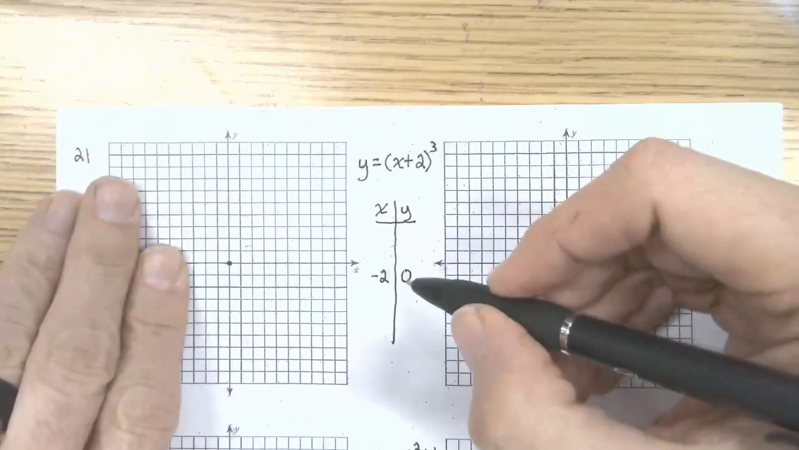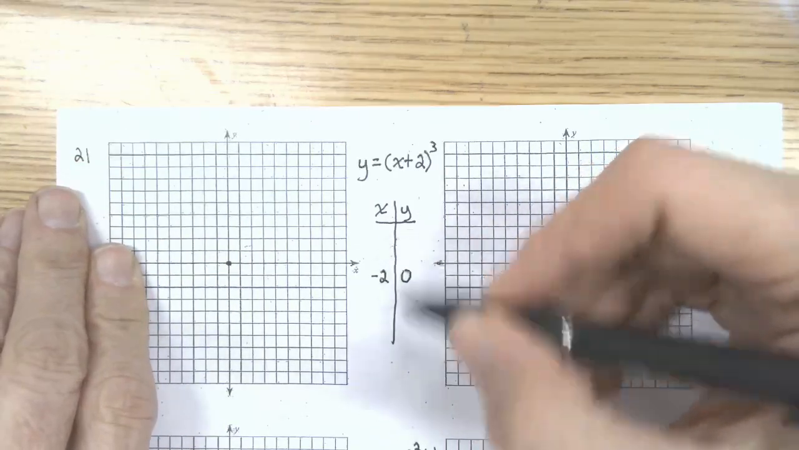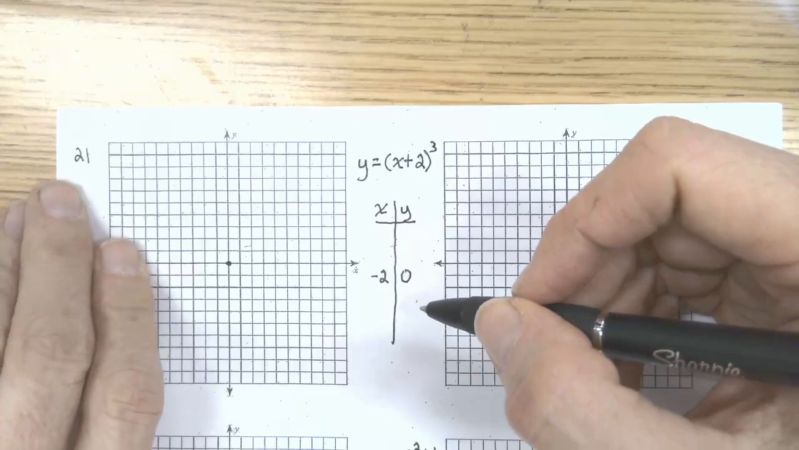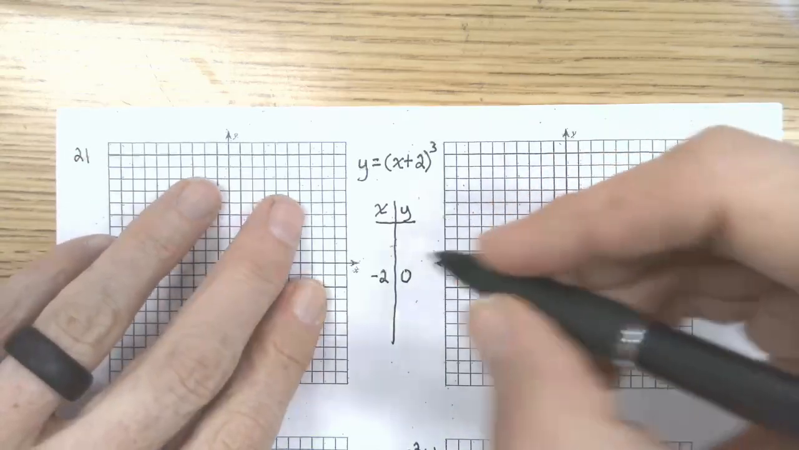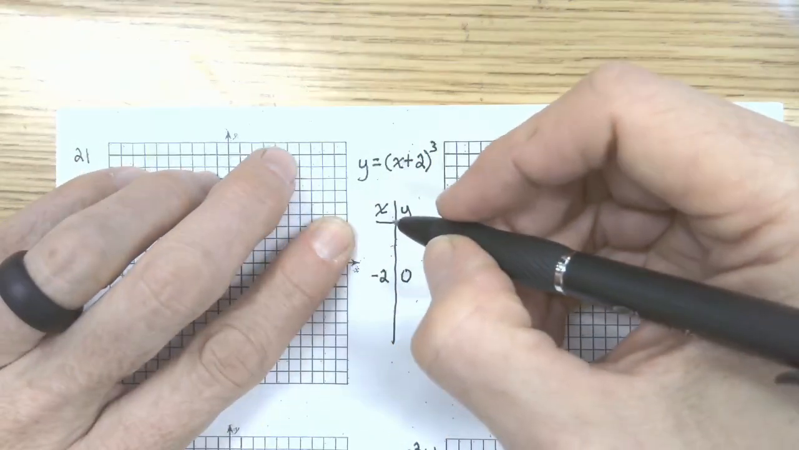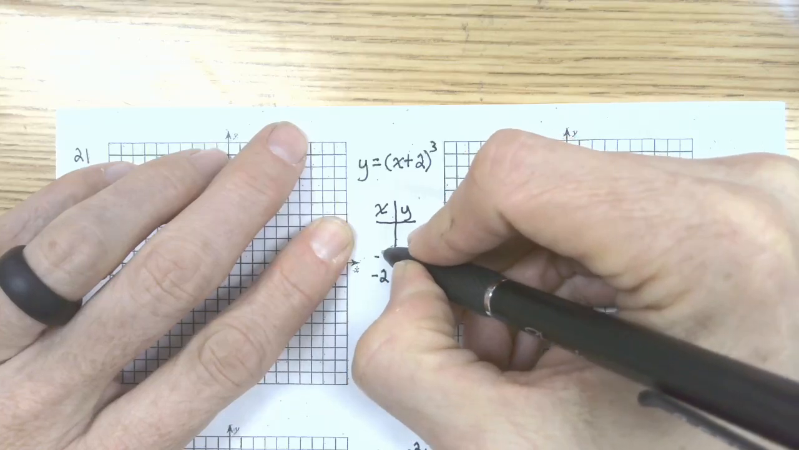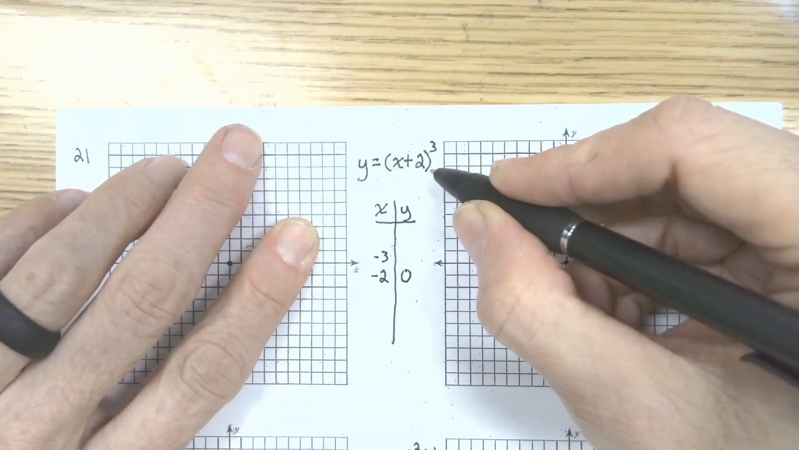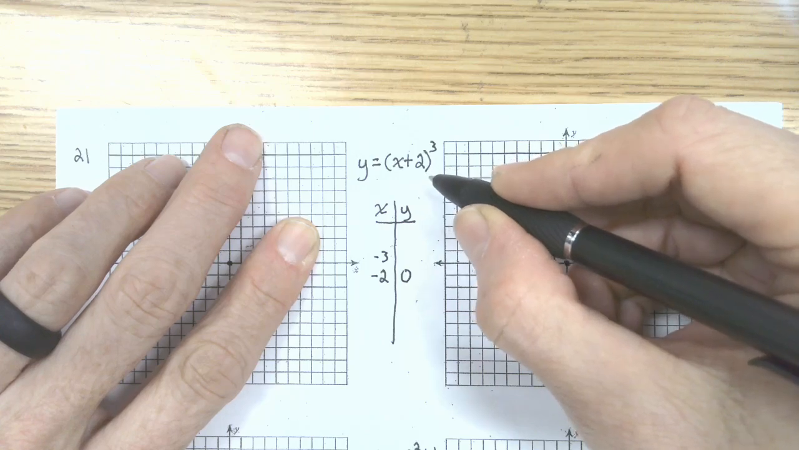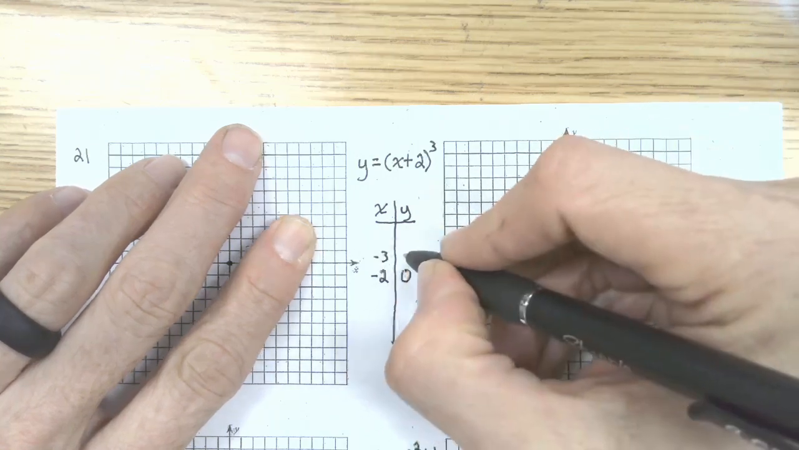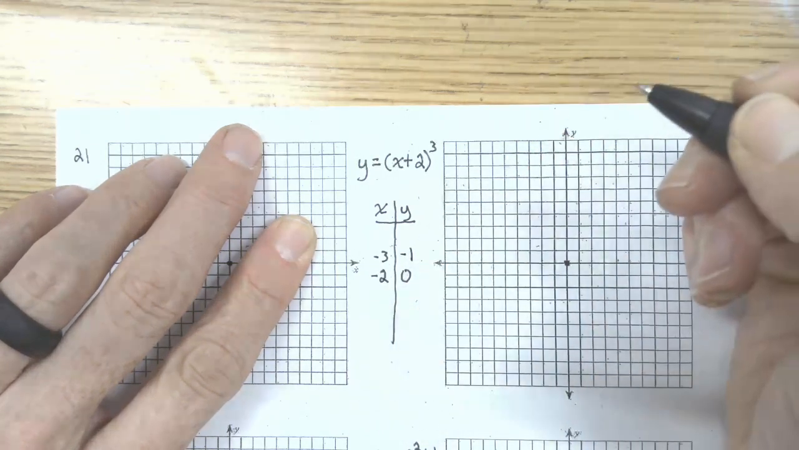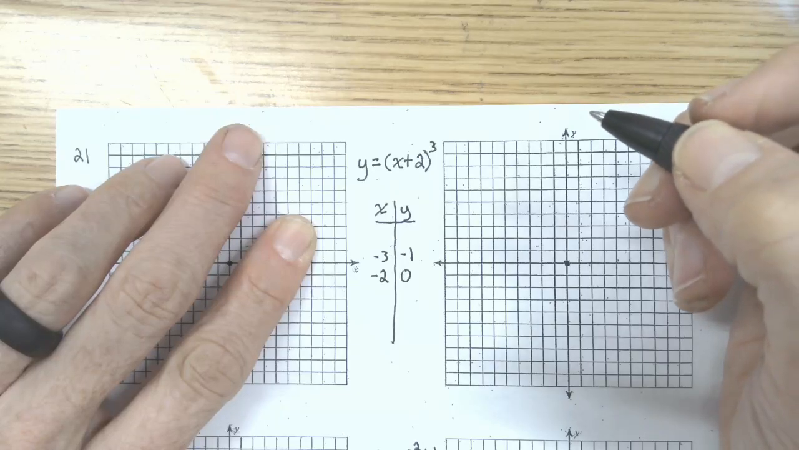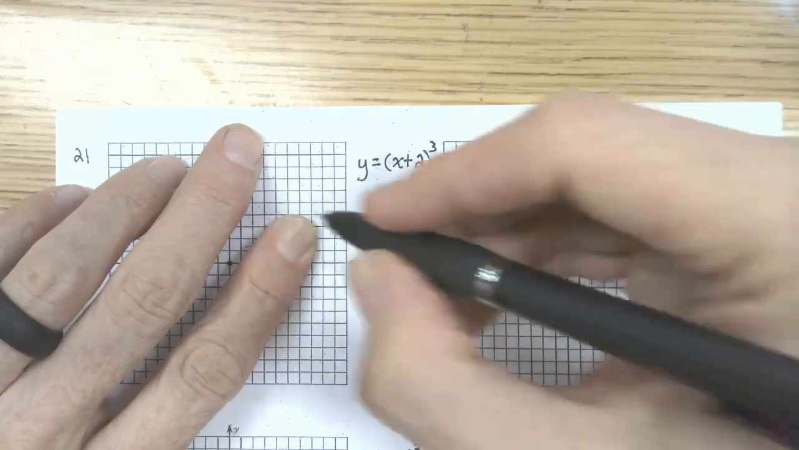Now to get an accurate graph, I want to get some points to the right and left of this inflection point. They said I only needed 4, but I might do 5. I'm feeling adventurous. Okay, so if I put in negative 3, negative 3 plus 2 is negative 1. Negative 1 to the third power is still negative 1. Right? Negative 1 times negative 1 times negative 1 is still negative 1.